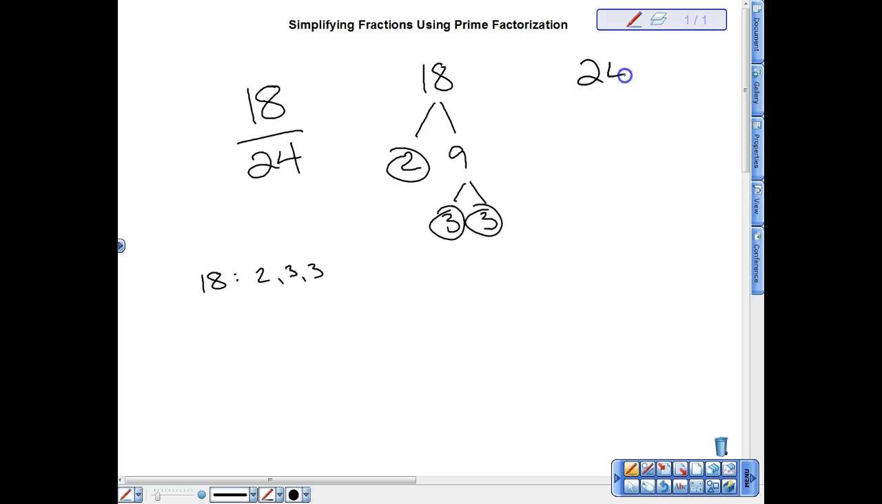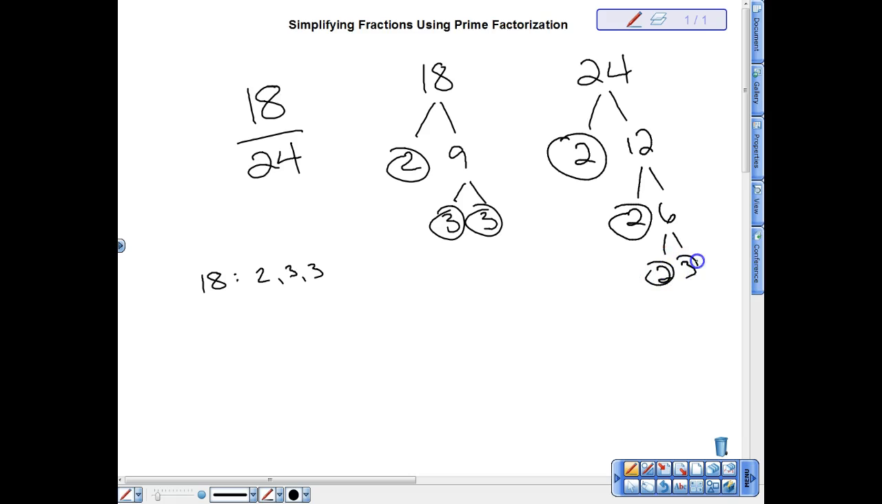Now if I factor down 24, I can do 2 times 12, that's prime, and then I can do 2 times 6, that's prime, and then I can do 2 times 3, these are both prime. So for 24, I would get 2, 2, 2, and 3.